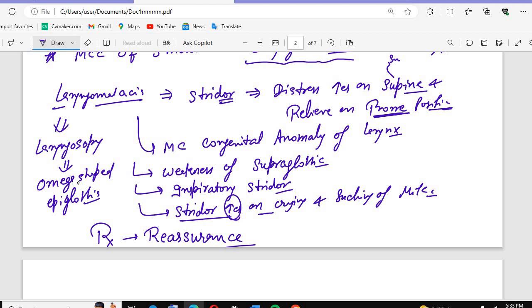Laryngomalacia, we have stridor and distress, increased on the spine, the most common congenital anomaly of the larynx. There is a weakness of the supraglottic part, due to which we see an inspiratory stridor. The problem is during inspiration, or noisy breathing during inspiration. The stridor increases on crying and sucking of the milk. What is the treatment we see? That is the reassurance. I hope this is clear and this is done.